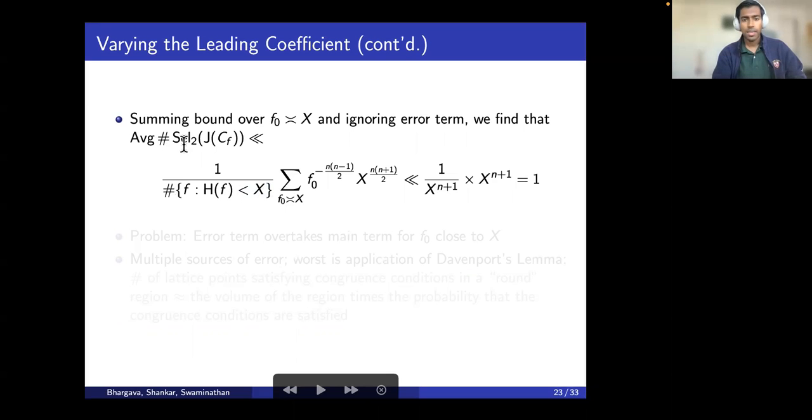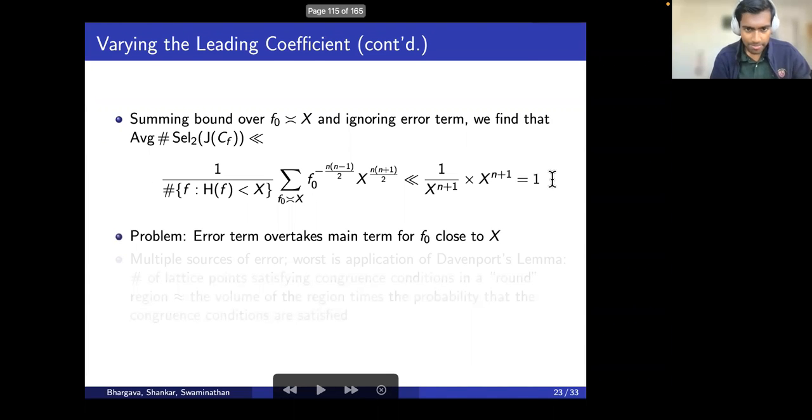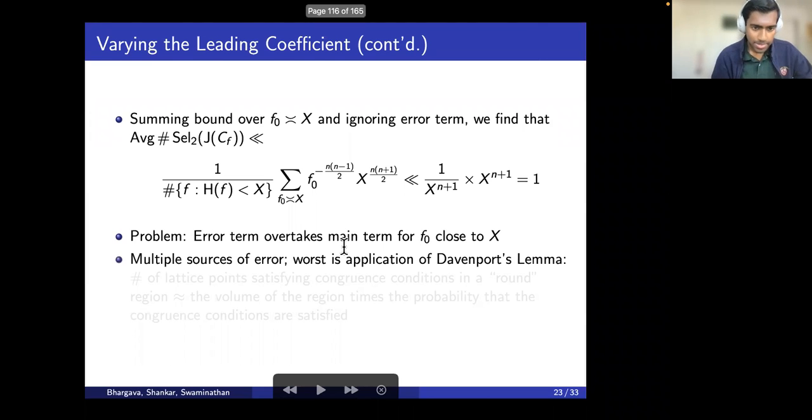So this proves, ignoring the error term, that the average size of the two-Selmer group of the Jacobian is bounded over all binary forms. Now, the problem is that when the leading coefficient is close to X, which is the range that we are interested in, the error term will overtake the main term if you're not careful. So we need to understand the error term better, and there are multiple sources of the error. And the worst source of the error comes from an application of what's known as Davenport's lemma.